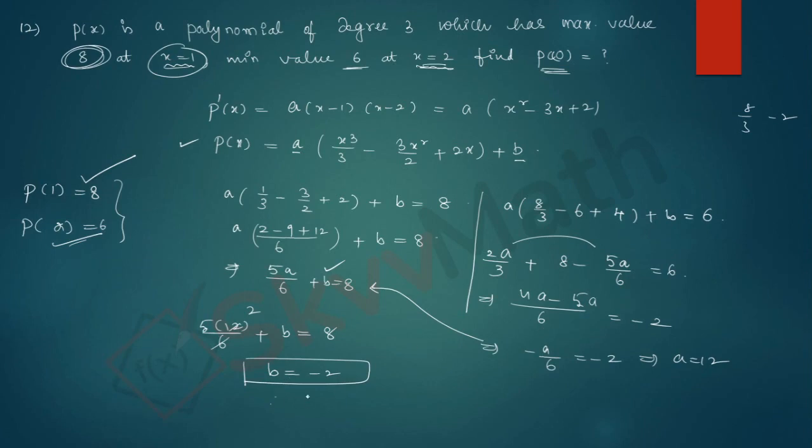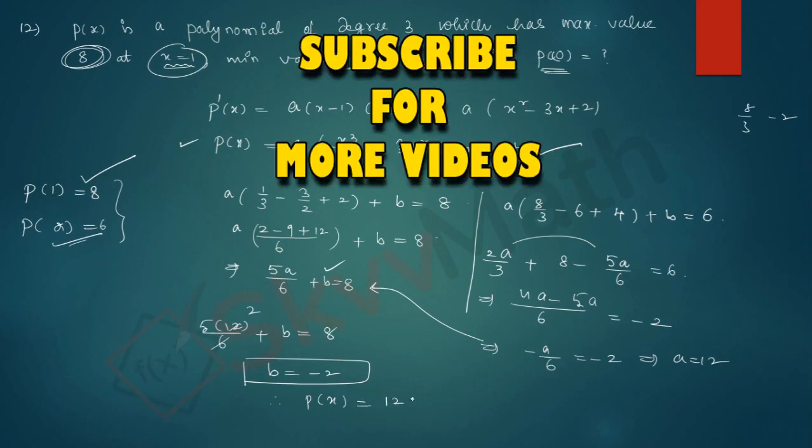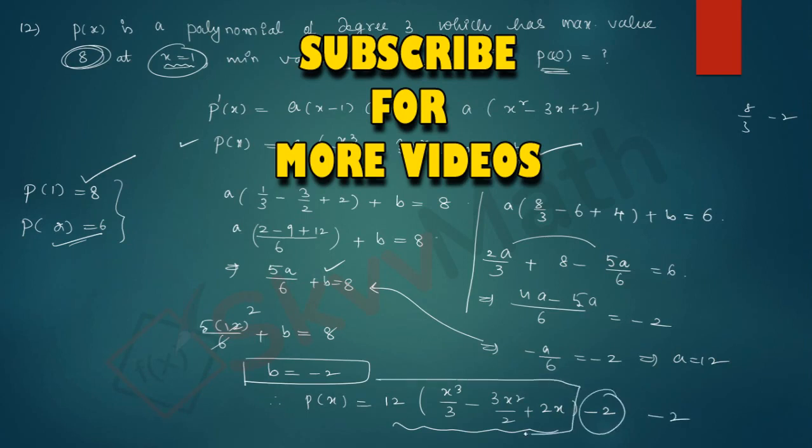So therefore at the end we have with us p of x. What is p of x? Here we have p of x: a is 12, so 12 into x cube by 3 minus 3x square by 2 plus 2x, plus b. What is b here? Minus 2. Now he is asking p of 0. If you put x equals 0 in this, you get the final answer, what? Minus 2, because the rest becomes 0. If you substitute x equals 0, this becomes 0. So p of 0 will be minus 2.